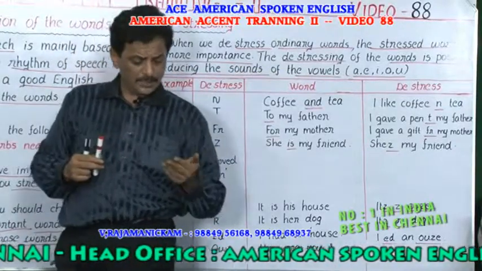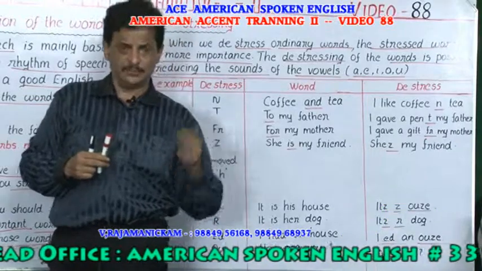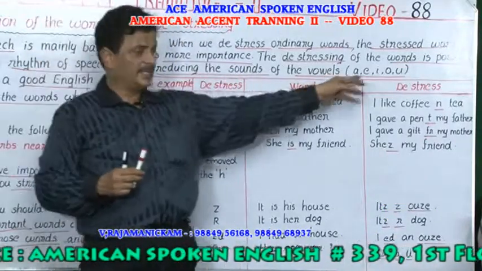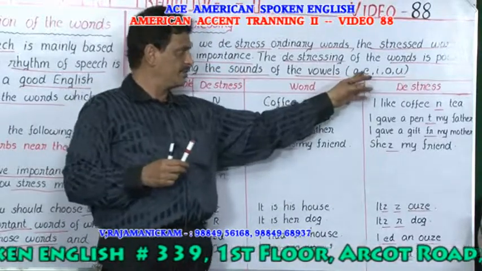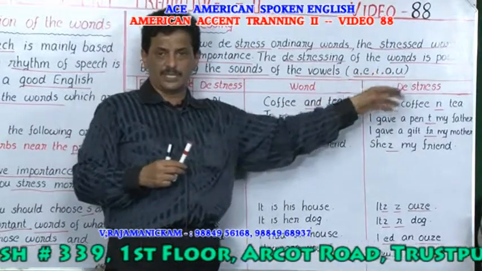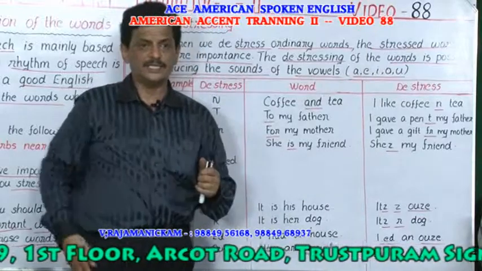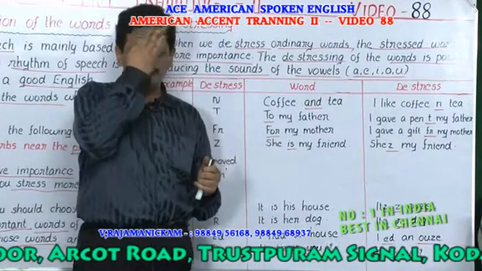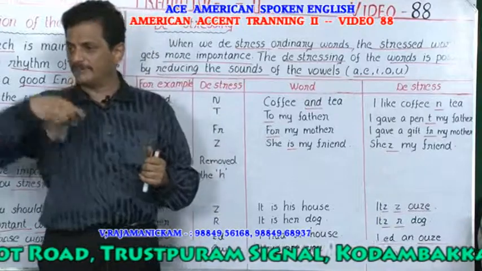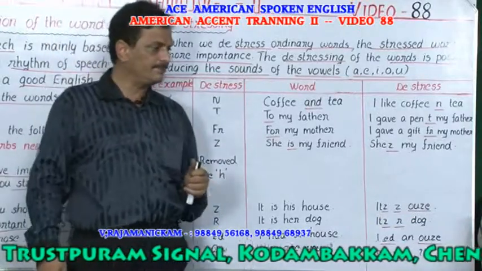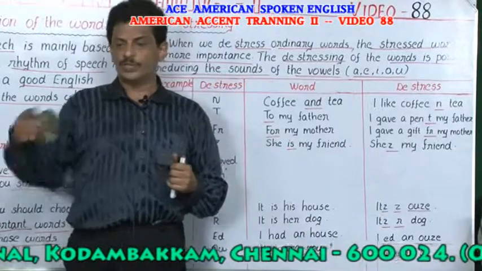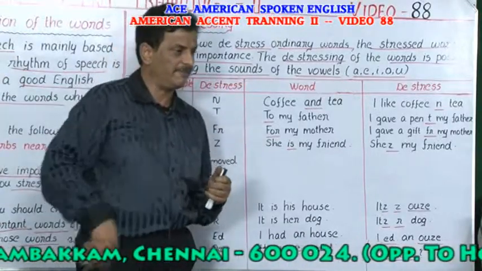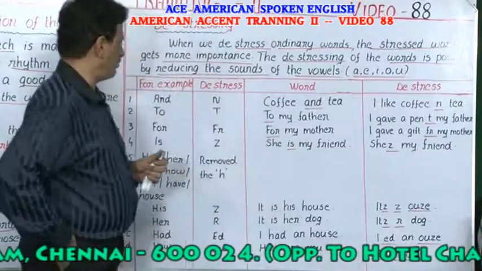Mind you, how to de-stress, how to reduce the sound. In a word, whichever you want to de-stress, you should not pronounce the A-E-I-O-U in that word, right? Able to understand? For example, F-O-R, for. You have to take the O out: for. I come from Delhi. No, I come, oh, you take it off: I come from Delhi, from. That's all.